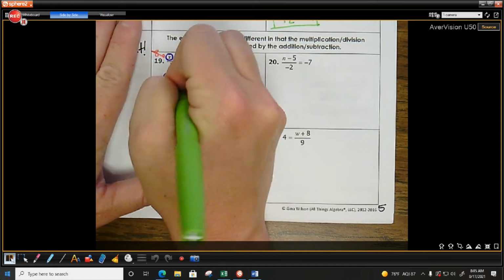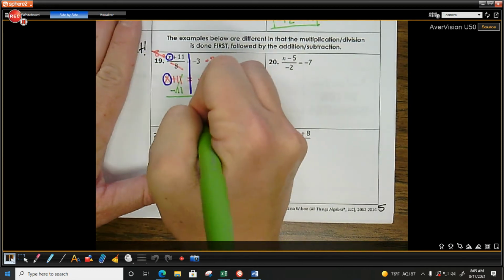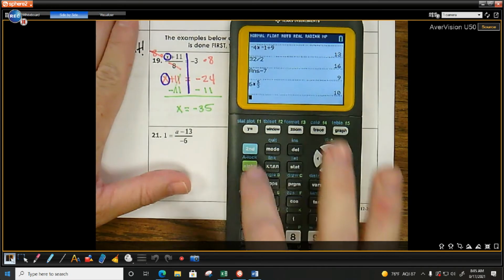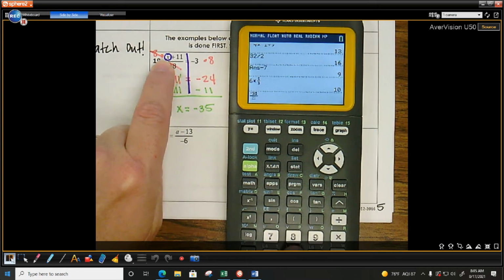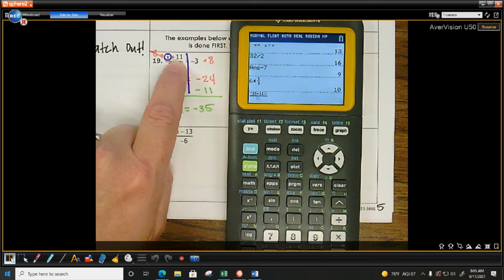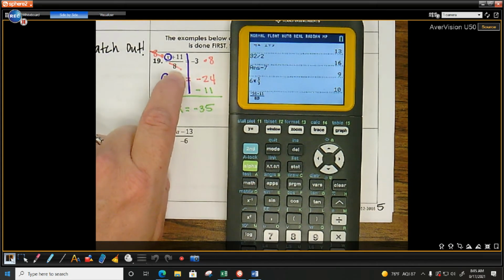Very good. Now, what I really like about these calculators, guys, if you do alpha y equals enter, you can put negative 35 plus 11 all in the numerator over 8. Okay? You can put in a big fraction like that. And we get negative 3. Okay?